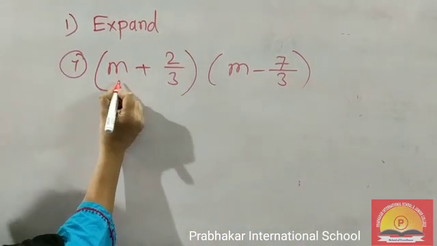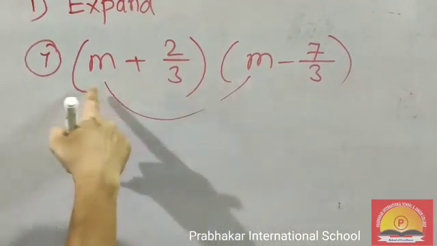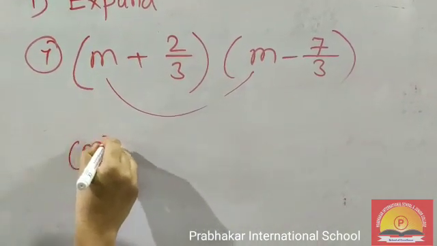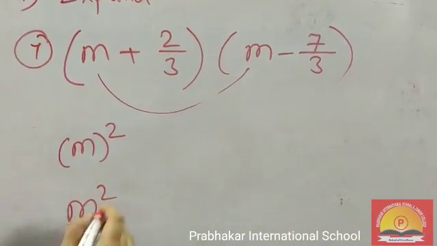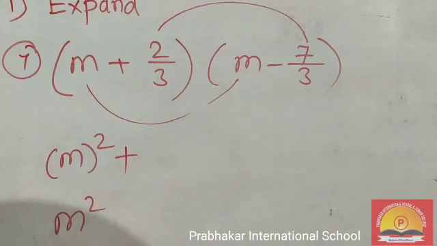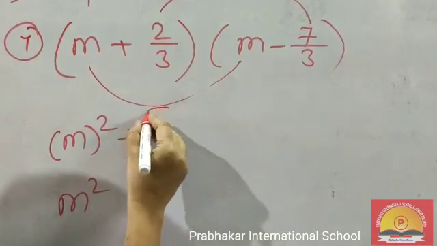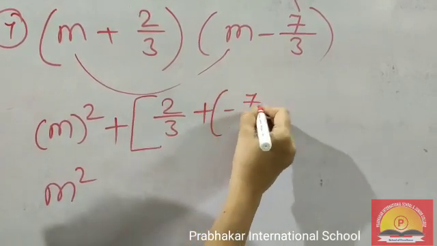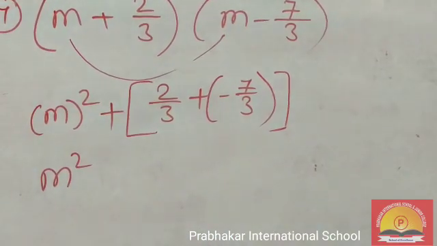Number 7, m plus 2 by 3, m minus 7 by 3. Now here also one term is common. So the same formula we are going to apply. Square of the common term, m square, or you can write directly like this, m square. Okay. Then plus what? Sum of these uncommon terms. So write in bracket. If one term is negative, you can see here this term is negative. So take a square bracket and 2 by 3 plus minus 7 by 3. Square bracket close. Like this you can write.